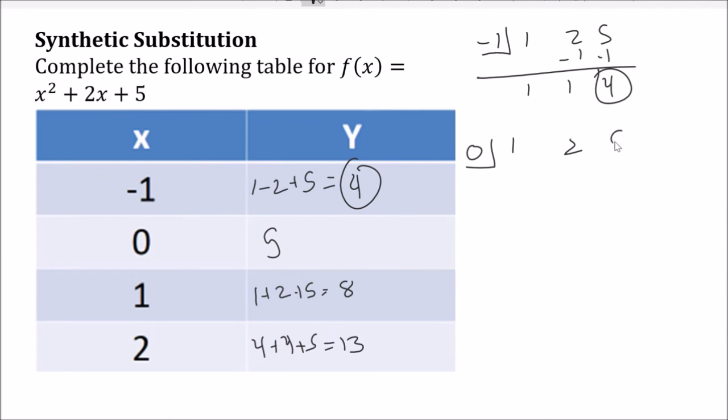Let's try it with 0. 1, 2, 5, same coefficients. Pull the 1. Times 0 is 0. Add them together and get 2. Times 0 is 0. Add them together and get 5.